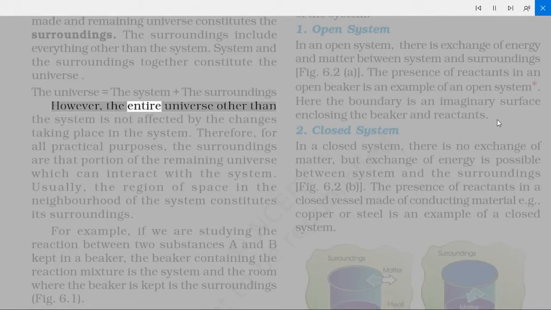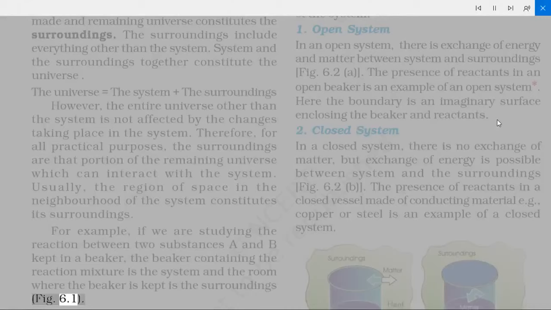However, the entire universe other than the system is not affected by the changes taking place in the system. Therefore, for all practical purposes, the surroundings are that portion of the remaining universe which can interact with the system. Usually, the region of space in the neighborhood of the system constitutes its surroundings. For example, if we are studying the reaction between two substances A and B kept in a beaker, the beaker containing the reaction mixture is the system and the room where the beaker is kept is the surroundings.